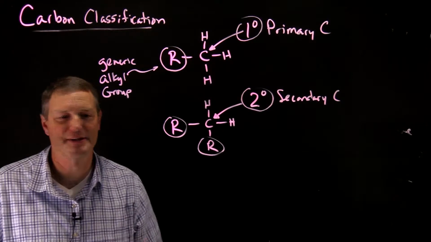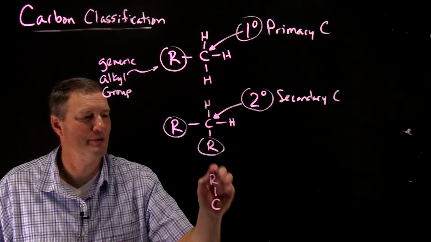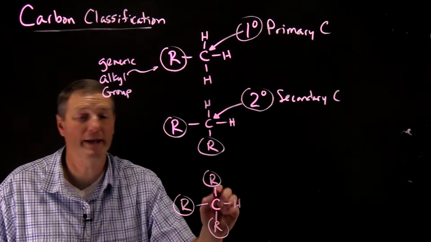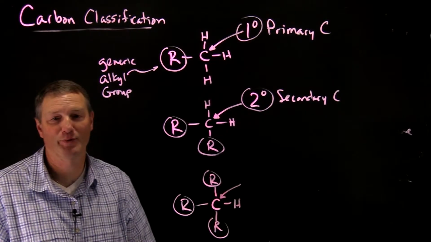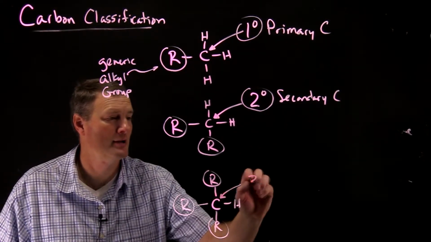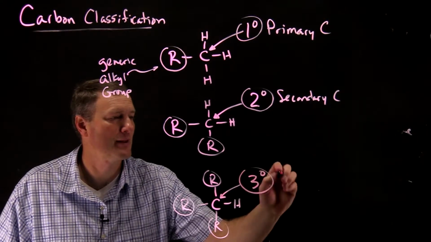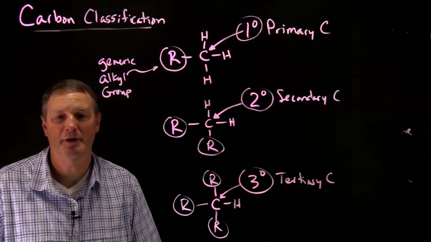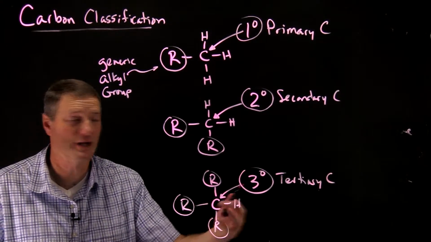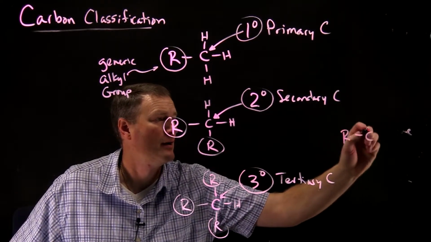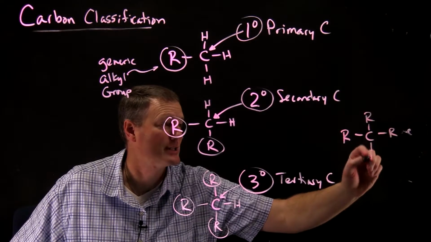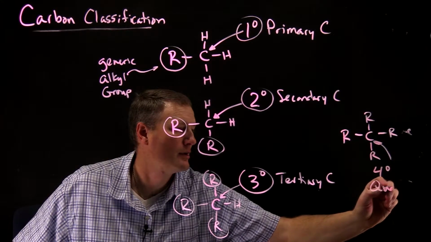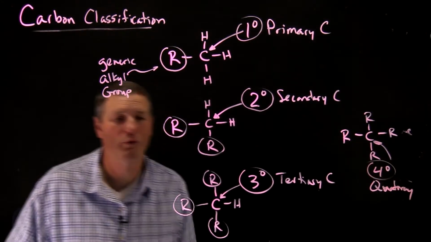Okay, I think you can probably see where this is going. Carbon could now have 3 generic alkyl groups attached and just 1 hydrogen. As you might expect, that carbon would now be classified as a tertiary carbon. We write that 3 superscript 0. And then lastly, carbon could exist with 4 alkyl chains. We'll just draw that one over here. So in this case, there are going to be no hydrogens attached to that carbon. So that's a quaternary carbon, okay, 4 superscript 0.